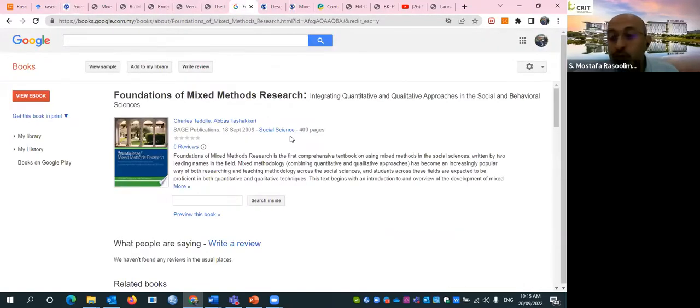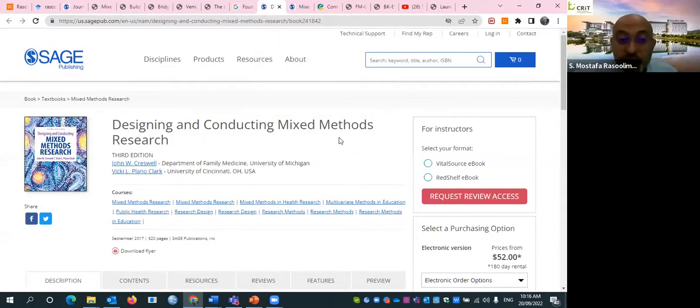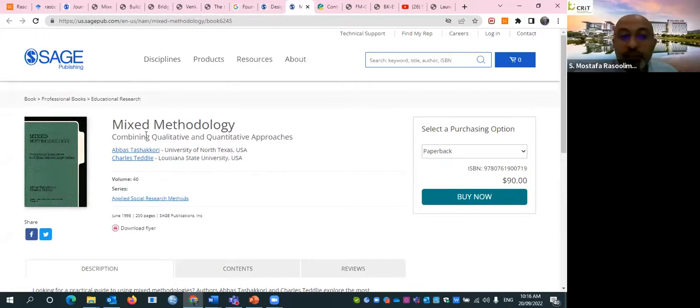Also, there are several books about mixed method from well-known researchers. For example, Foundations of Mixed Methods Research by Teddlie and Tashakkori. These two persons published several books related to mixed method, and they are pioneers of mixed method in addition to John Creswell. These books are available in the library, so you can borrow them. Designing and Conducting Mixed Methods Research by John Creswell and Vicki Plano Clark. And this is another book by Tashakkori and Teddlie, Mixed Methodology: Combining Qualitative and Quantitative Approaches. There are several other books you can find in the library if you are interested to know more.